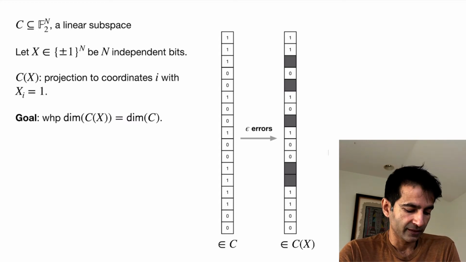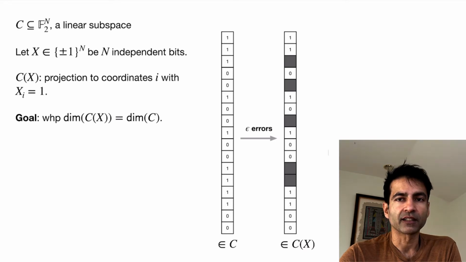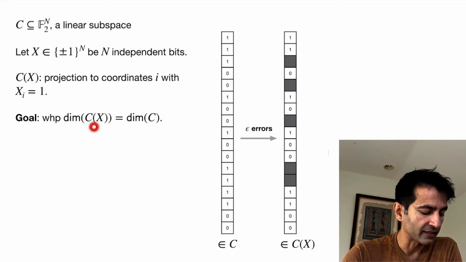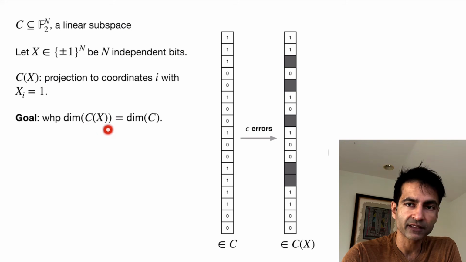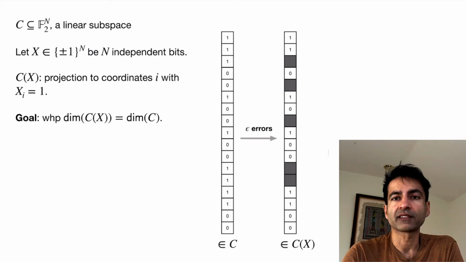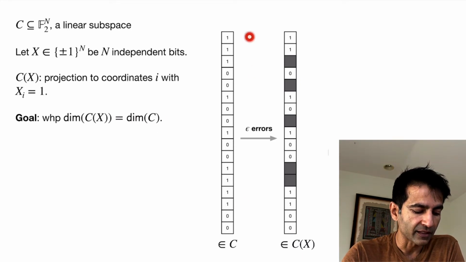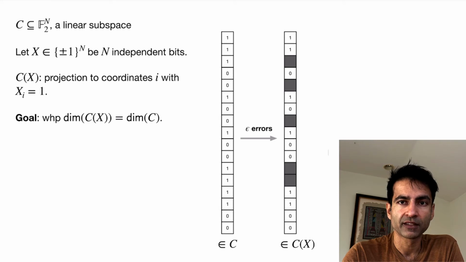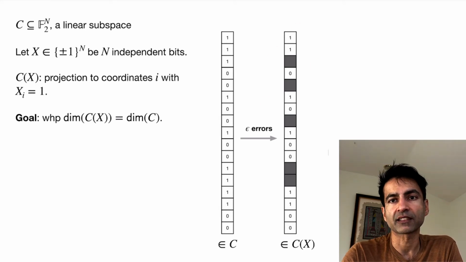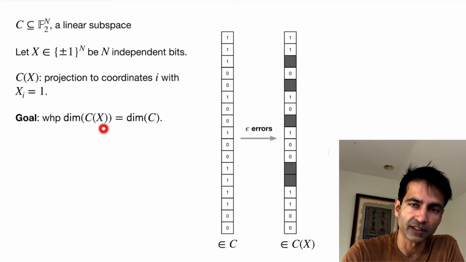That's because if you think about what the receiver sees here, what they see is an element in C of x. And if this subspace here has dimension that's the same as the dimension of C, it means that every element of C is mapped to a distinct element in C of x. Okay? So the receiver can decode the intended transmission if these two dimensions are the same.